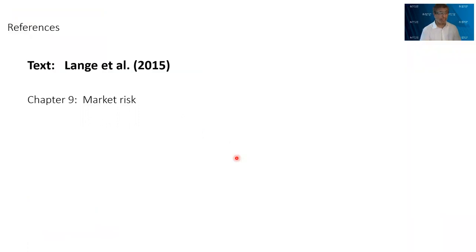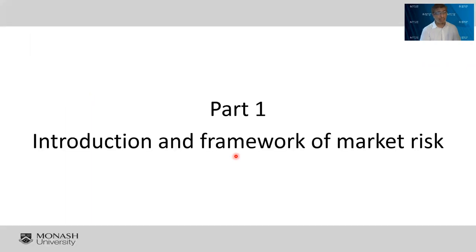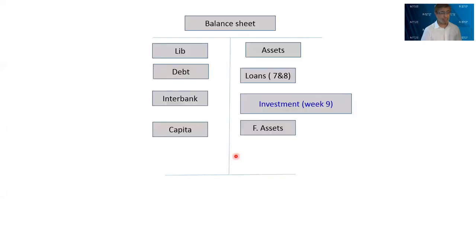Market risk is covered in chapter 9 of our book, Saunders et al., 2015. I have recorded this in 2 parts, and this is the part 1 recording. There is only one slide file, a PowerPoint, which has been uploaded for you.